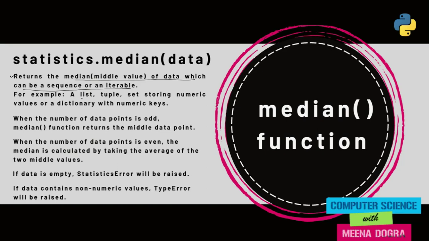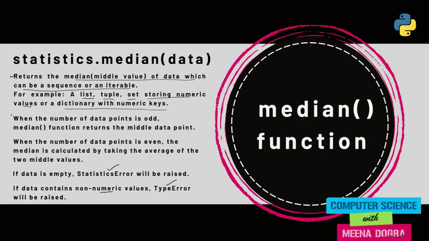For example, a list, a tuple, a set storing numeric values, or a dictionary with numeric keys. So again, this function will work only with numbers. So be careful that whatever your data set is, it should only comprise of numeric values. Otherwise, you all know which error will be raised now. Type error. Similarly, if your data set is empty, statistics error will be raised.